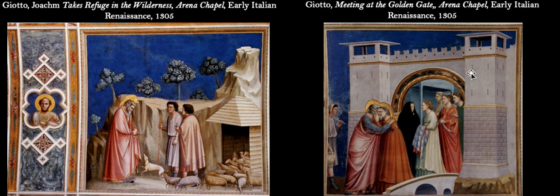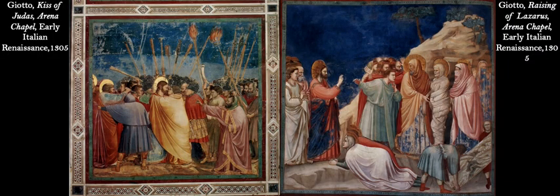You give me another artifact, I'll show you great. For example, the perspective of this architectural structure does not match up, but that's okay. It's not the goal of Giotto to accurately render three-dimensional objects. This is the kiss of Judas, and this is the raising of Lazarus, both images from the life of Christ.